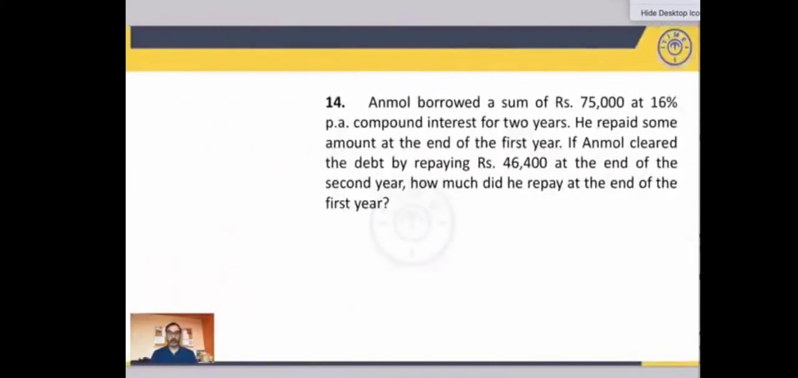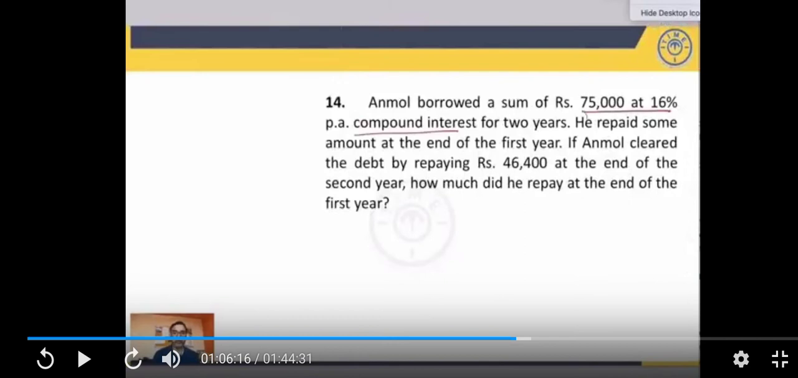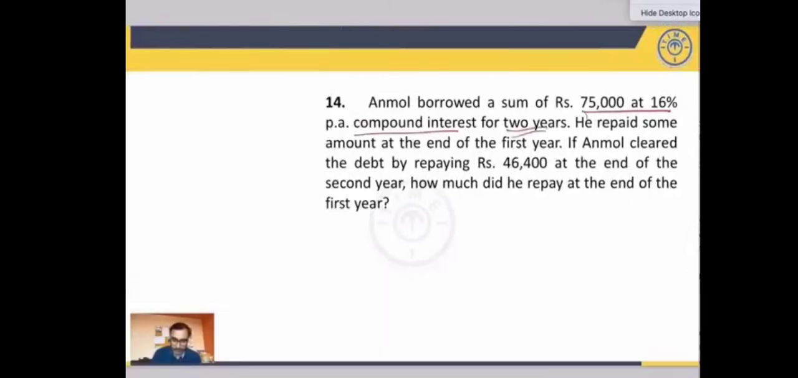In the next one, what does he say? Amol borrowed 75,000 at 16% per annum compound interest, for 2 years. He repaid some amount at the end of the first year. How much he repaid, we don't know. But at the end of the first year, what will be the amount? 75,000 is the money he borrowed, at 16%.